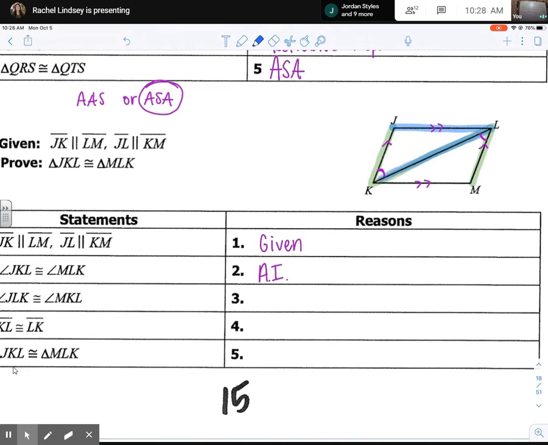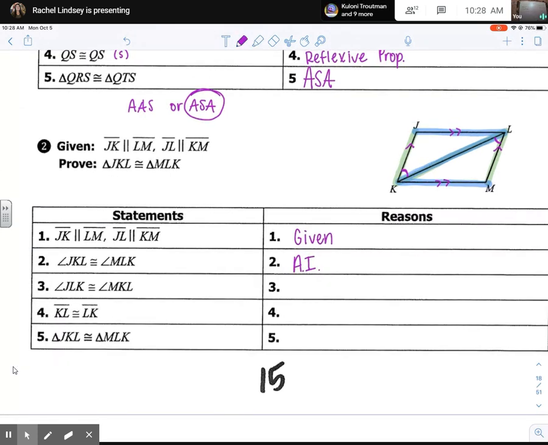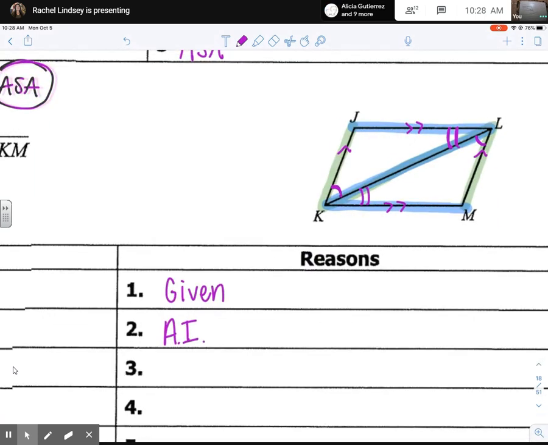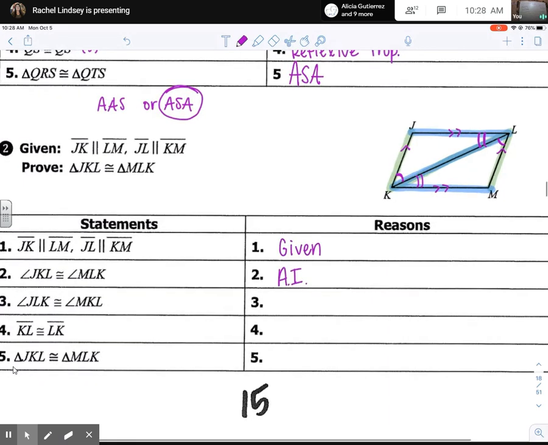Okay. So now the next set of parallel lines, JL and KM, they also create that Z in there. So I'm going to look at my third statement. JLK is congruent to MKL. Notice they're inside the blue Z. So how would I know those two angles are congruent? Alternate interior. So now I've proven two angles.